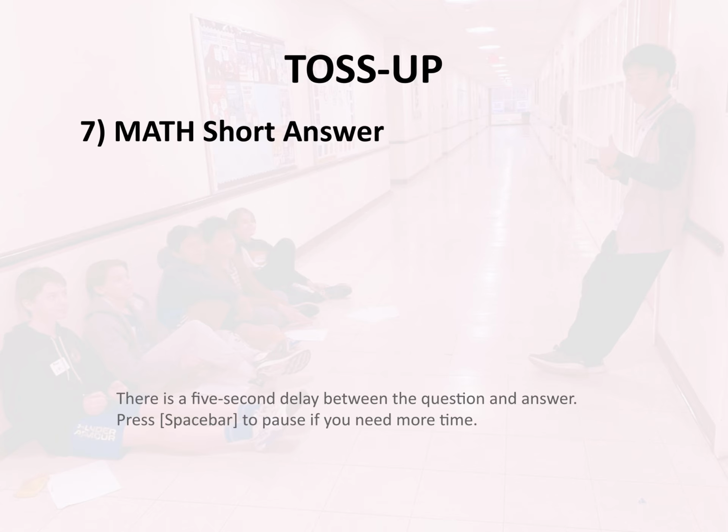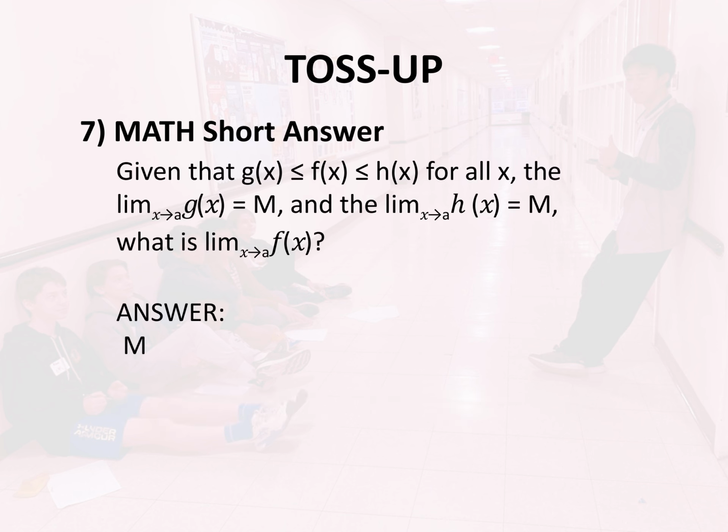Toss-up 7. Math. Short answer. Given that g of x is less than or equal to f of x, which is less than or equal to h of x for all x, the limit as x approaches a of g of x is m, and the limit as x approaches a of h of x is m, what is the limit as x approaches a of f of x? Answer. m.